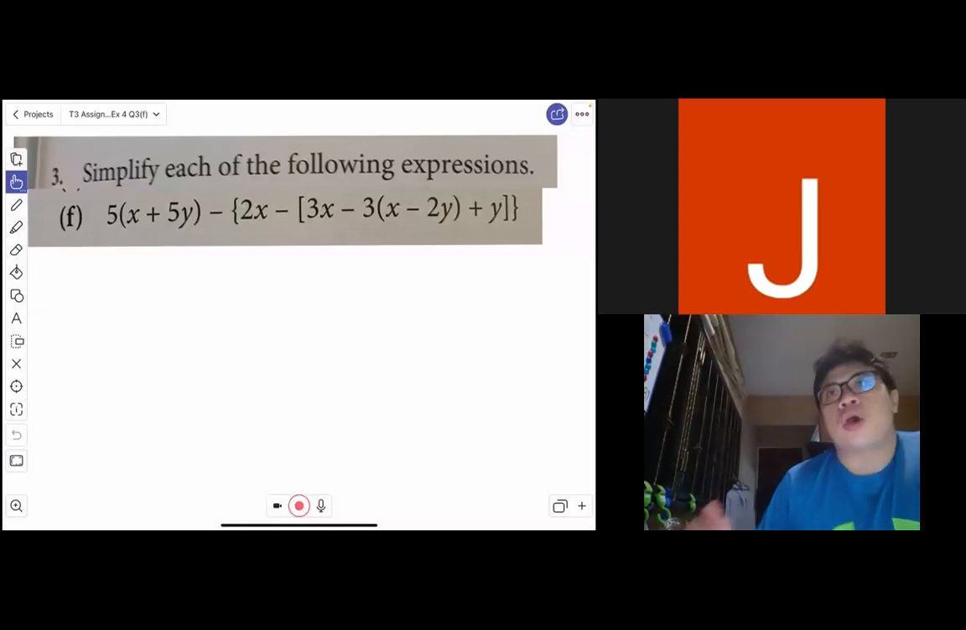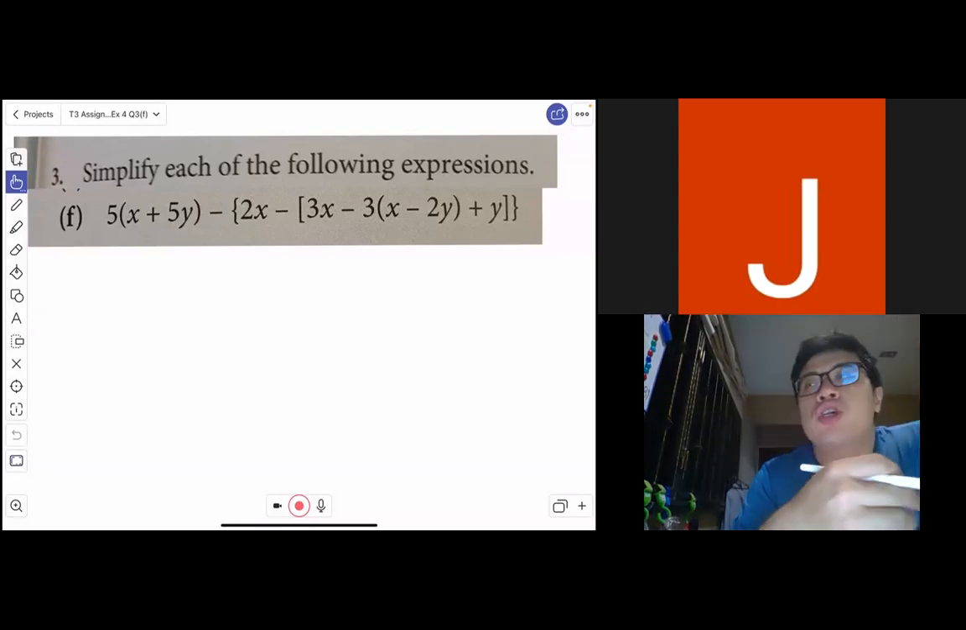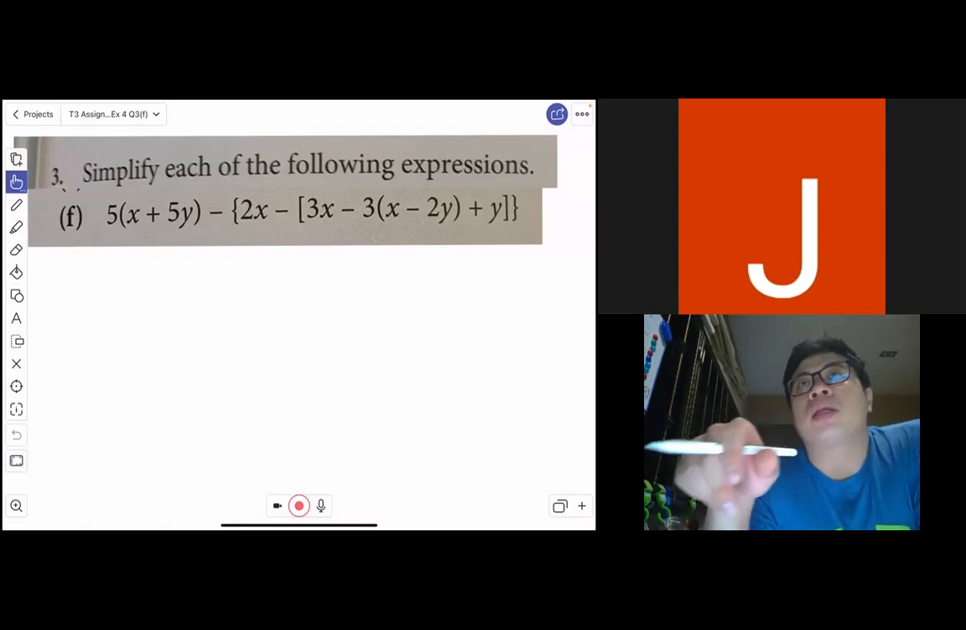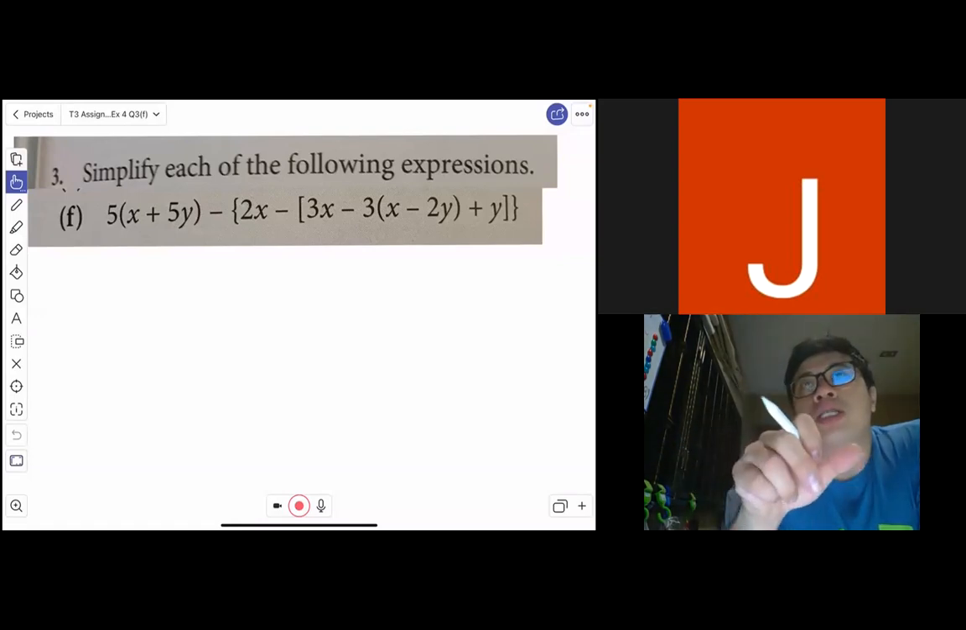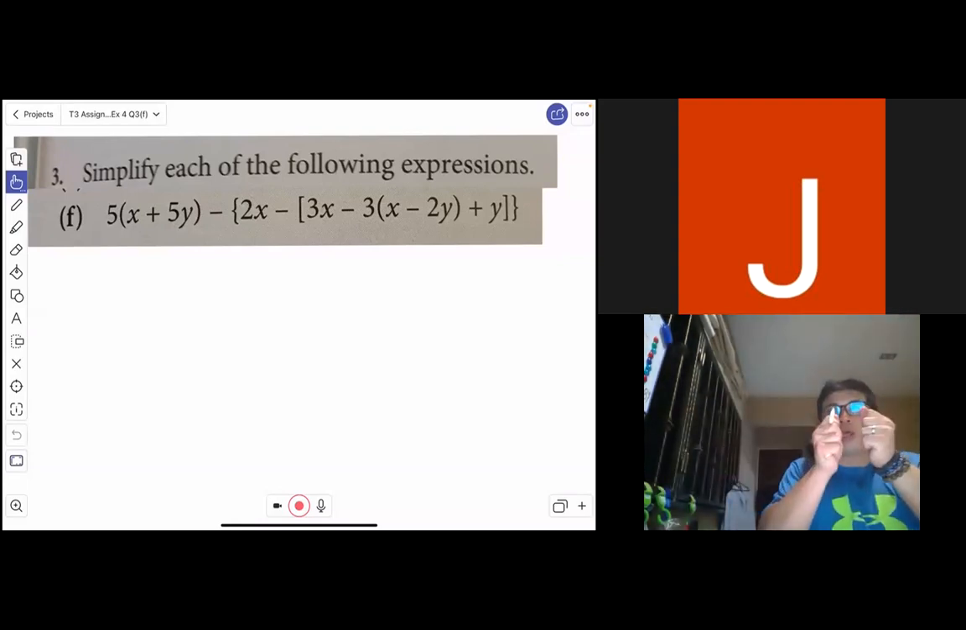Okay, so for this question, basically what we want to do is to simplify the following expression. All right, so in order to simplify this, what we do is to remove the brackets. Okay, so we try to remove the brackets one by one. So remember, you try to take away the brackets from inside to outside. Remove the brackets from the inside, then outside one by one.